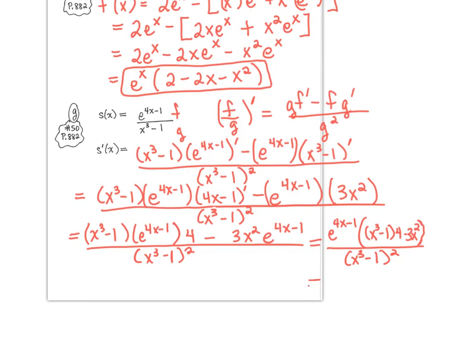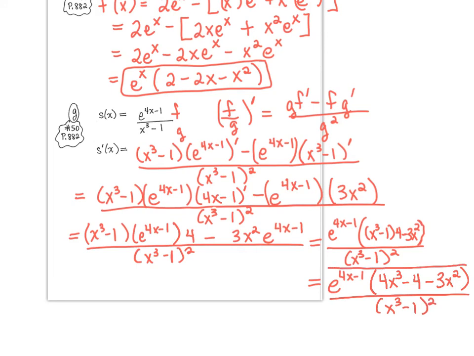And we can rewrite this as e raised to the 4x minus 1. Here, remember that's a minus there. And here, we can distribute this 4 to each part here. So that would give us times the quantity 4x cubed minus 4 minus 3x squared all over x cubed minus 1 squared. And that's our final answer. So we just differentiated e to the 4x minus 1 over x cubed minus 1.